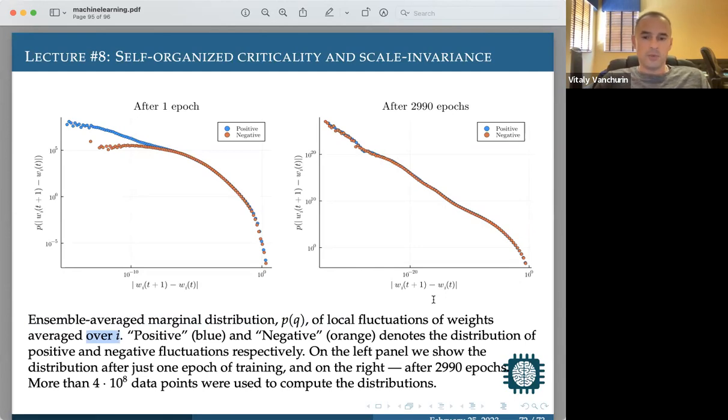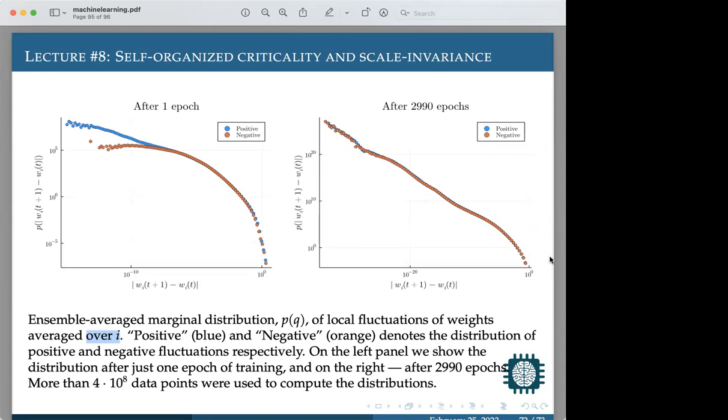Okay, are there any questions about that? Now this is the fluctuations of all weights taken into account. So all combined together, not individual weights, but all the weights combined together.